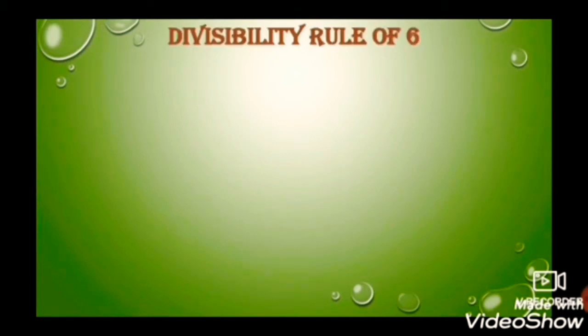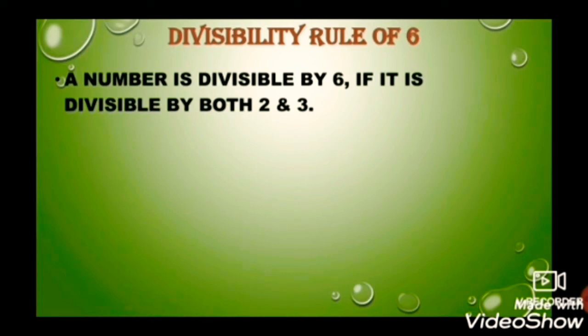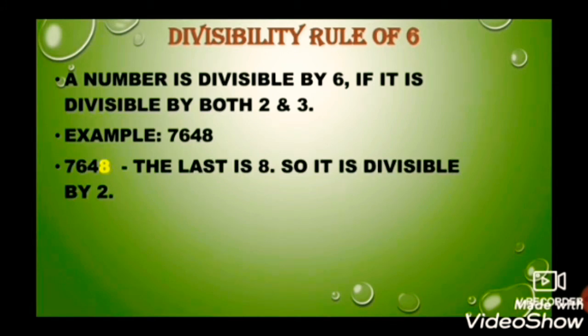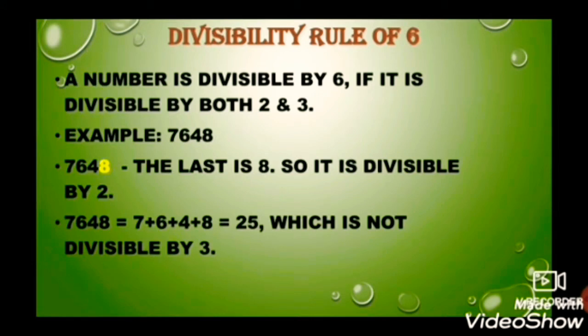Next, divisibility rule of 6. A number is divisible by 6 if it is divisible by both 2 and 3. Example, 7,648. First, check the divisibility rule of 2. The last digit is 8, which is an even number, so it is divisible by 2. Next, check the divisibility rule of 3. Sum of the digits should be divisible by 3.